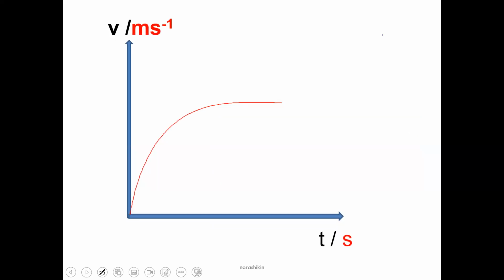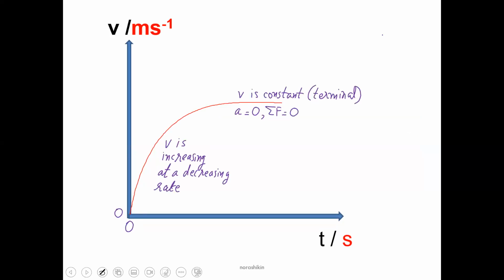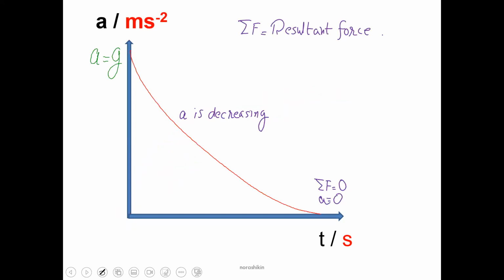This is the famous sketch. Look, the velocity is increasing at a decreasing rate. At the horizontal line, velocity becomes constant, acceleration becomes zero, and resultant force also becomes zero. Acceleration is decreasing until resultant force becomes zero.